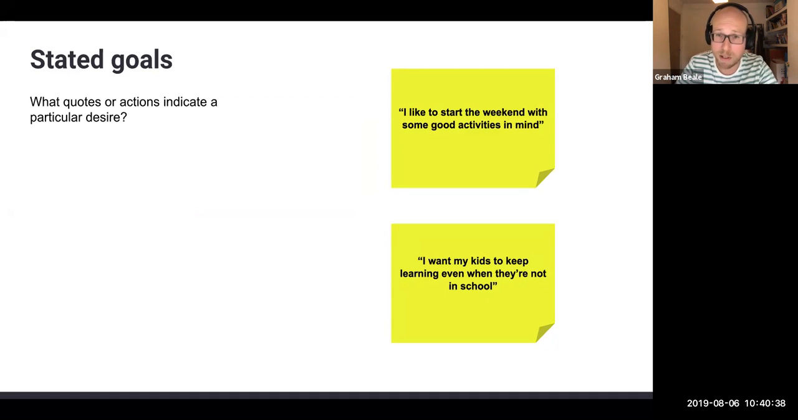A similar one there is, I want my kids to keep learning even when they're not in school. So there are some really clear high-level goals there, which they may not have understood that's what they were doing, but it's our duty to try and make sure they are put down and transcribed and then put up in front of everybody, because these frame a lot of our judgment on all of the rest of the information.